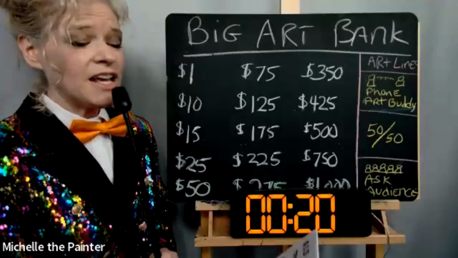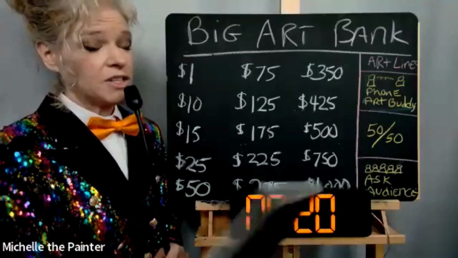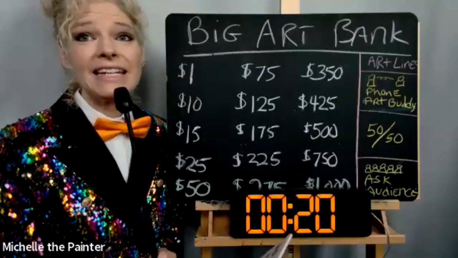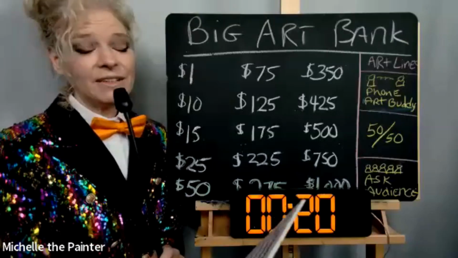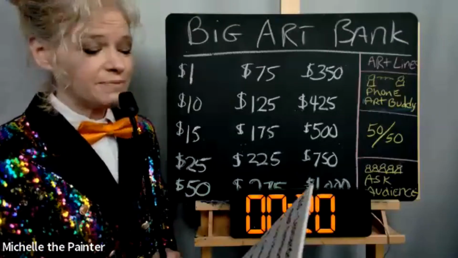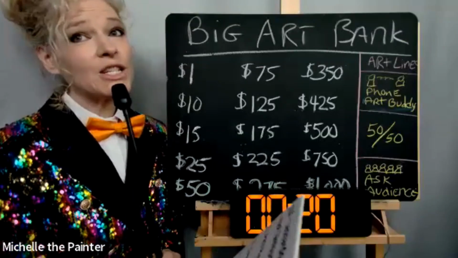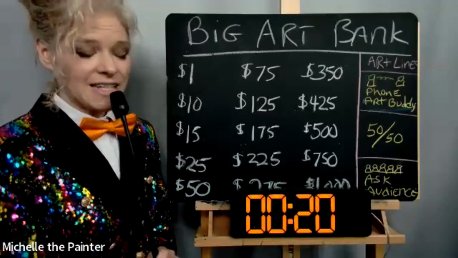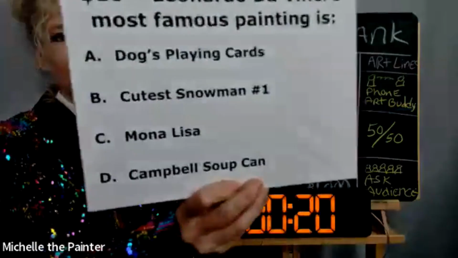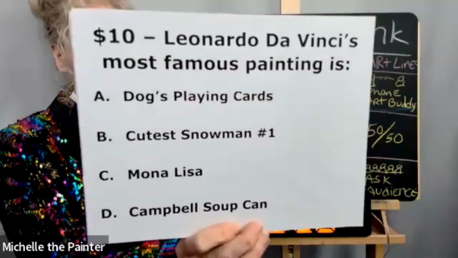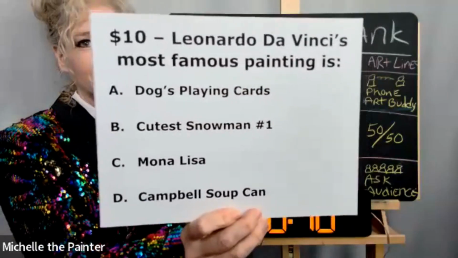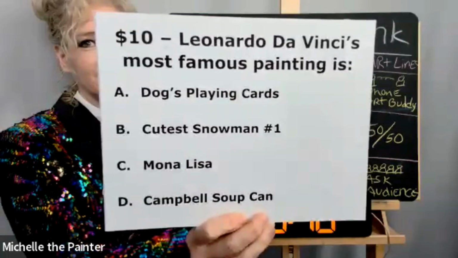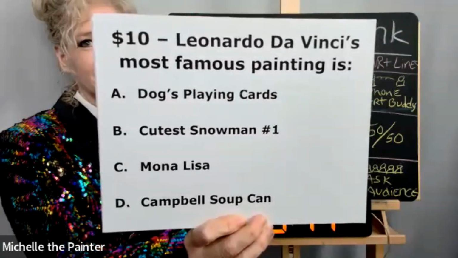So the next question is: Leonardo da Vinci's most famous painting is A, dogs playing cards, B, cutest snowman #1, C, Mona Lisa, or D, Campbell soup can. Here's your timer, starts now. C, Mona Lisa.